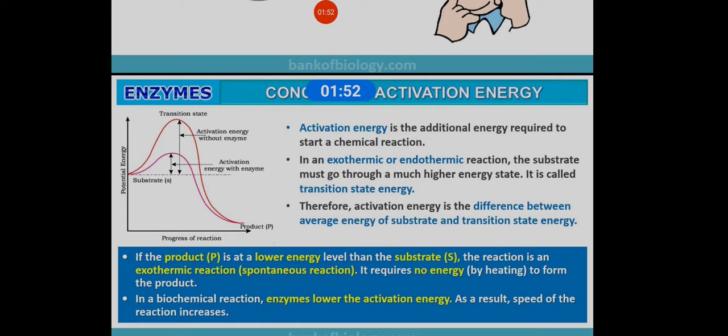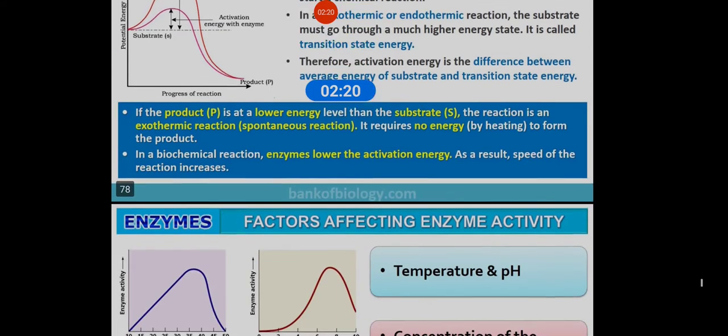See, in this graph what you are observing is that if the enzyme is not there, then the absence of enzyme makes the substrate utilize more energy so as to turn into product. But if the enzyme is used, then the activation energy gets lowered. You can see over here with the enzyme and without the enzyme.